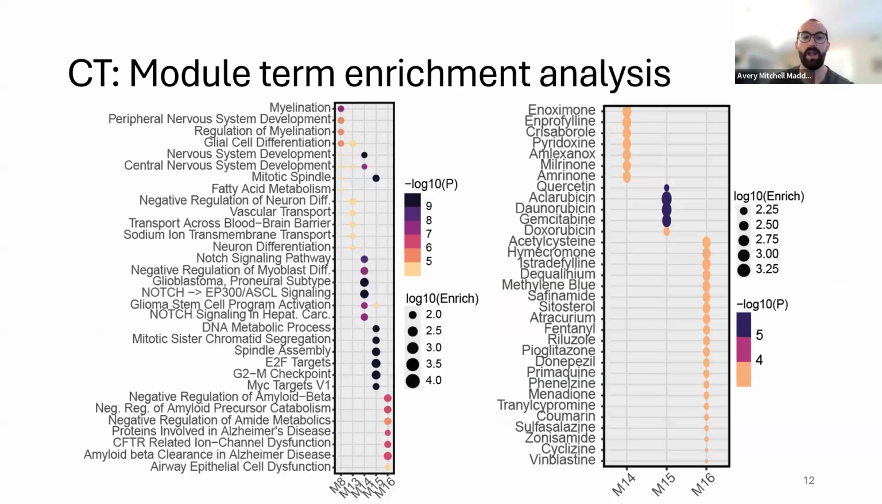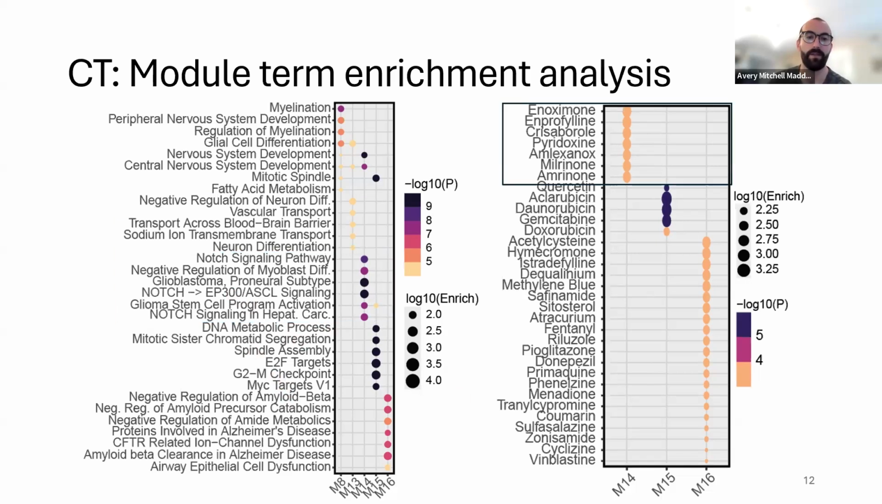So now, after identifying some modules of interest because they're the most upregulated, we can look to see if they're enriched for any interesting terms, what these modules represent in terms of pathways. To start with M13, we see that it's related to glial differentiation, negative neuron differentiation, and vascular transport. Looking at module 14, we see it's related to Notch signaling, glioblastoma stem cell program activation, and, interestingly, the proneural subtype.